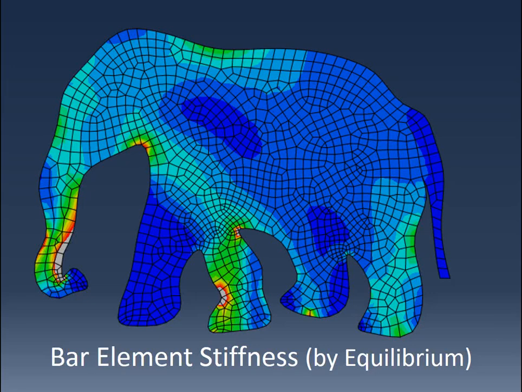In this video, we're going to start looking at how finite elements are formulated. We're going to focus initially on a bar element, and we're going to use basic equilibrium equations to develop a system of equations that we can use to solve for eventually a truss structure, but initially now just a bar element.